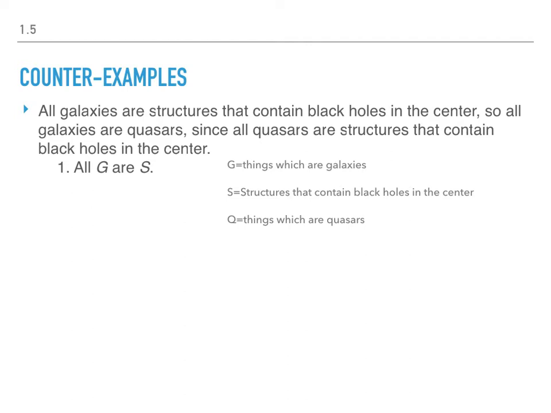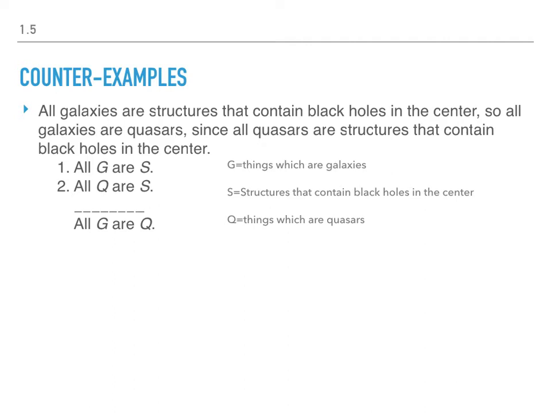Now the second sentence is really the conclusion, and we know that because of the word "so" right there. So the last sentence, that following "since," is really the second premise, and it says all quasars are structures that contain black holes in the center. Therefore, we would represent that as saying that all Q are S. And then we draw our line indicating that the thing that follows it is the conclusion, and now translating the conclusion, all galaxies are quasars, that's all G are Q.